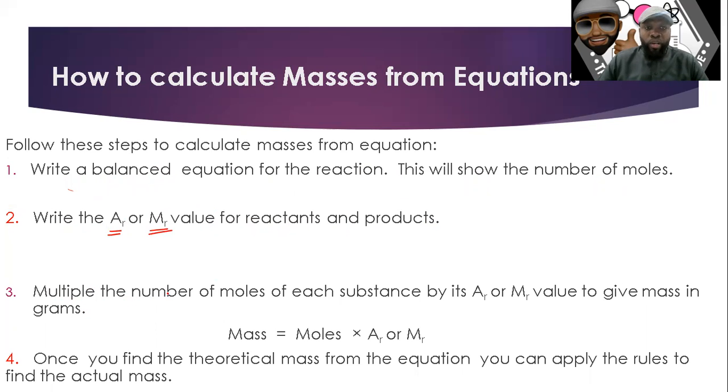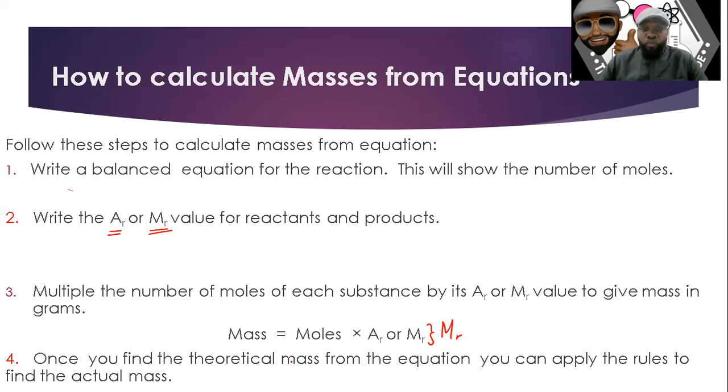3, multiply the number of moles of each substance by its AR or MR value to give the mass. Using the equation, mass is equal to moles times AR value, if it's an element. But if it's a molecule, a compound, then it would be moles times the MR value, which gives you the molar mass, which, ironically, has the same symbol as the MR.